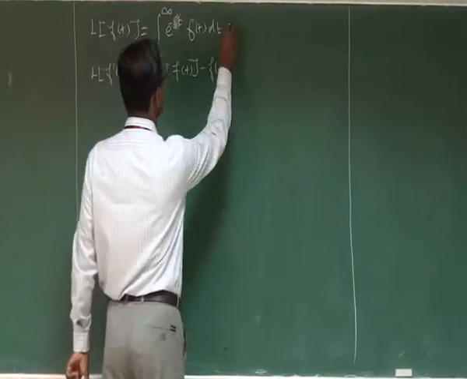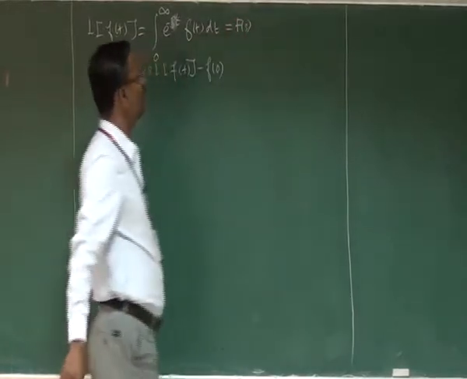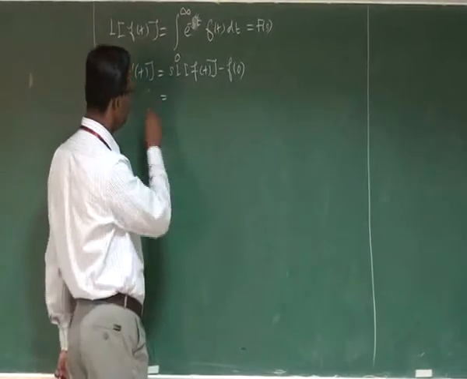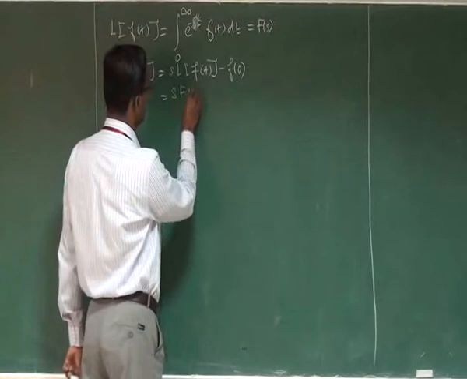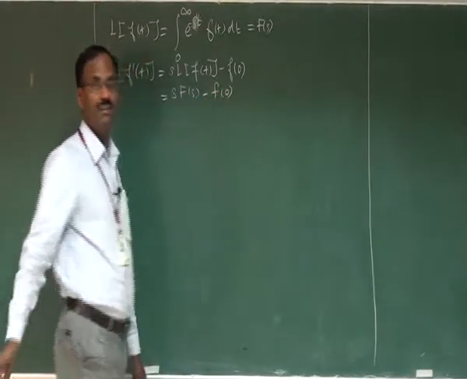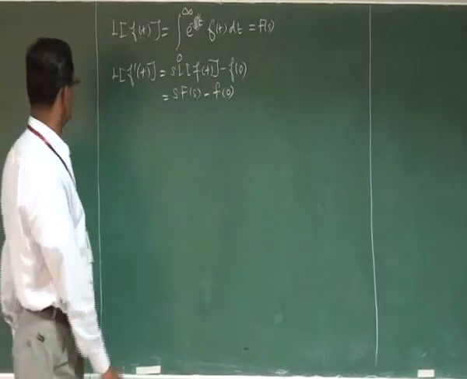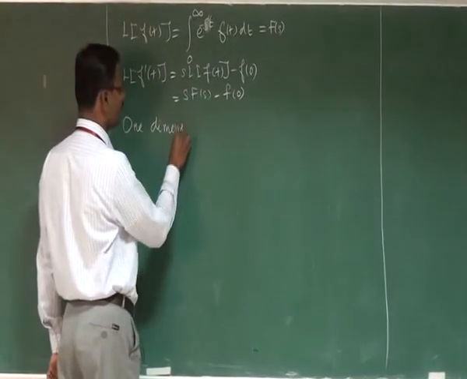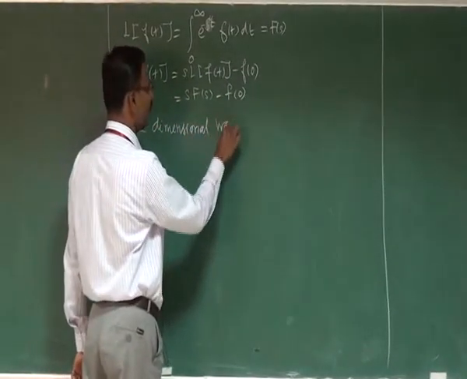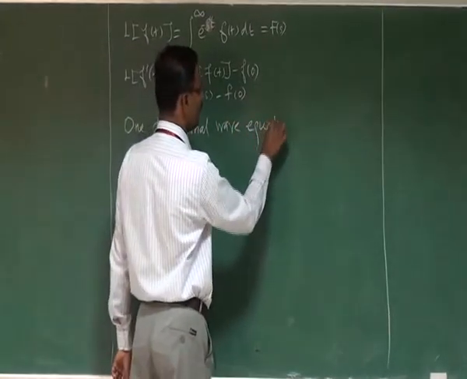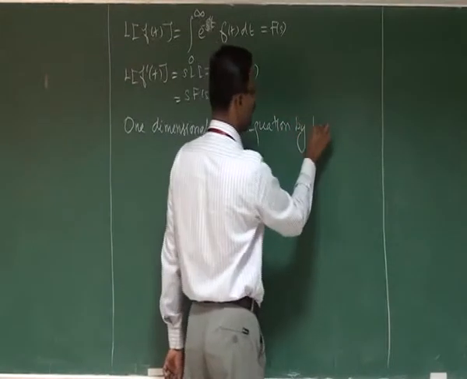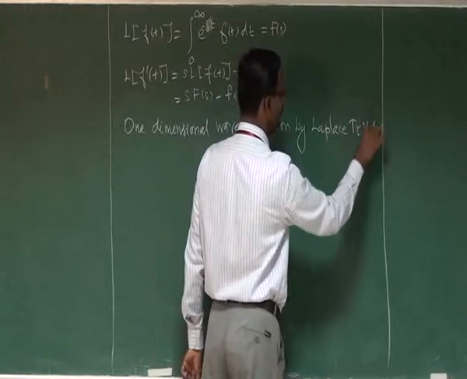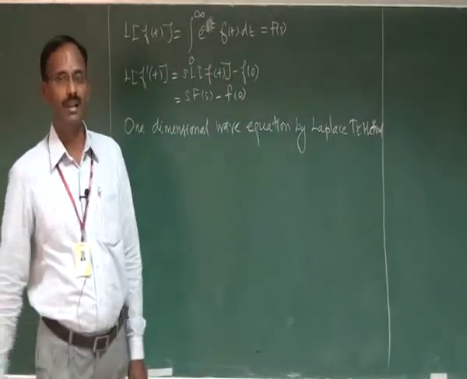and also we know that the Laplace transform of any function is simply written as F(s). Therefore, the Laplace transform of the derivative of the function takes the form s F(s) minus f(0). So today we are going to solve the one-dimensional wave equation by the Laplace transform method.